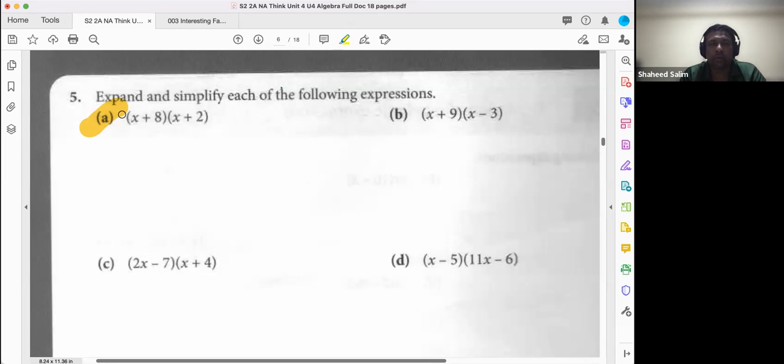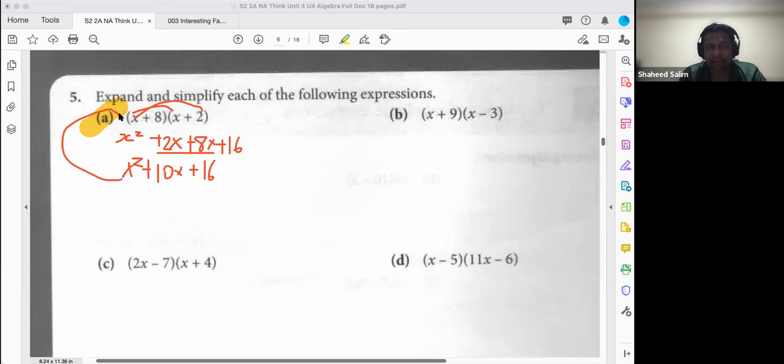Okay, we go through it. X times x, x squared. X times 2, 2x, so plus 2x. 8 times x, 8x. 8 times 2, 16. Now this one you combine, you get 10x here. So we are now going to do the reverse. See what's the reverse? That means from here, you have to learn how to get back to the factorized version.